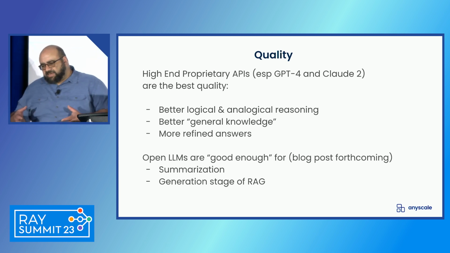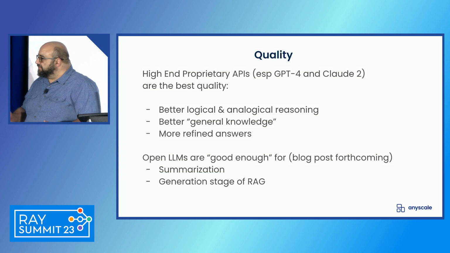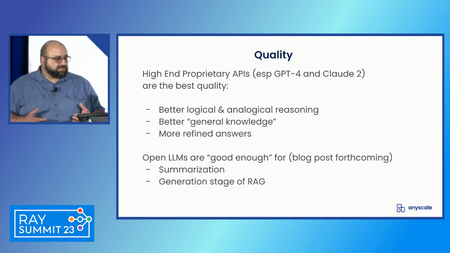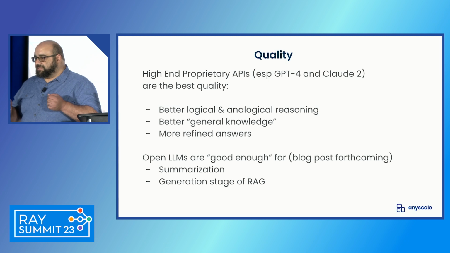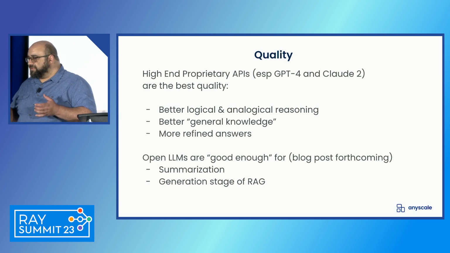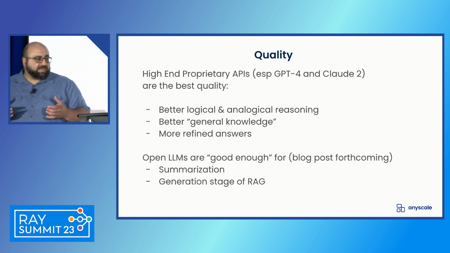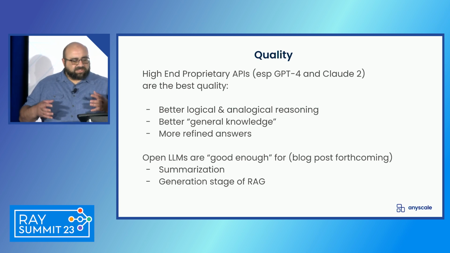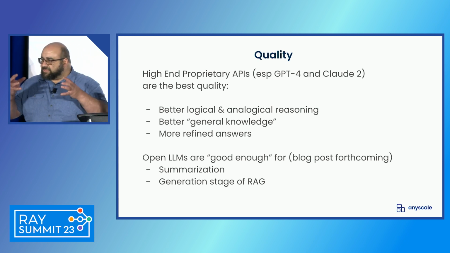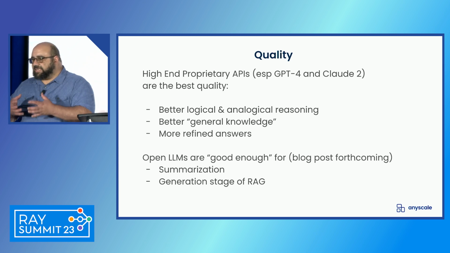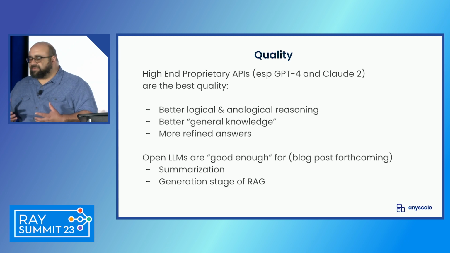But there are also areas where open LLMs are good enough. I'm working on a blog post about some of these options, but the two that I would point out are that Llama 70B is on par with GPT-4 for summarization tasks, and it's also on par when it comes to the generation stage of retrieval augmented generation. That is the final synthesis stage, when you have all of the data and you're trying to turn it into a concise summary for the user to understand.